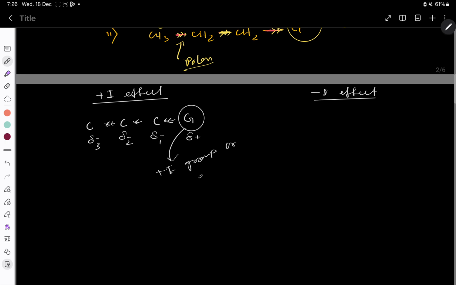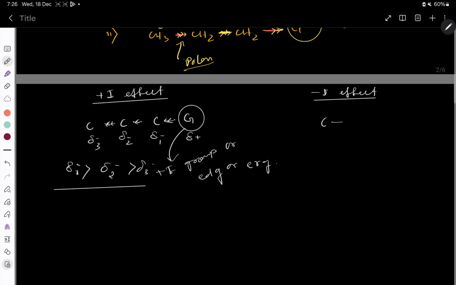or you can call it an electron donating group, or electron releasing group. Here one important thing is that delta 1 minus is greater than delta 2 minus, then delta 3 minus. As I told, this is a distance dependent phenomenon, right? So here if the distance increases, the effect of this phenomenon will decrease. Okay, so in case of minus I effect, what will happen?